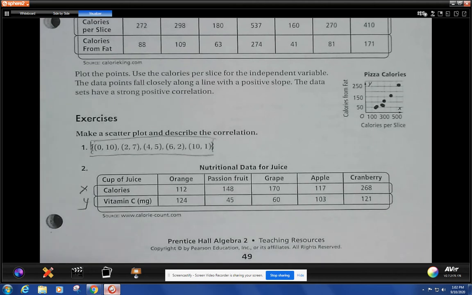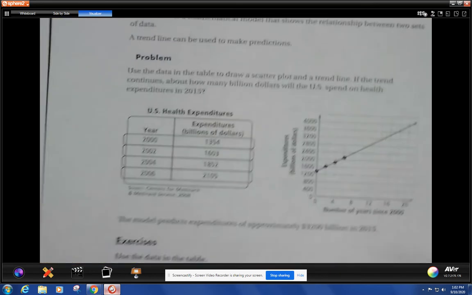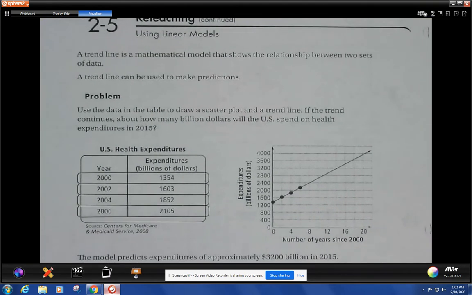Okay. So now let's look at the second page of this, and it talks about trend line. It says a trend line is a mathematical model that shows the relationship between two sets of data, and a trend line can be used to make predictions. So again, I want you to think about maybe something like the weather. Is the weather always spot on? Well, no, they use percentages.